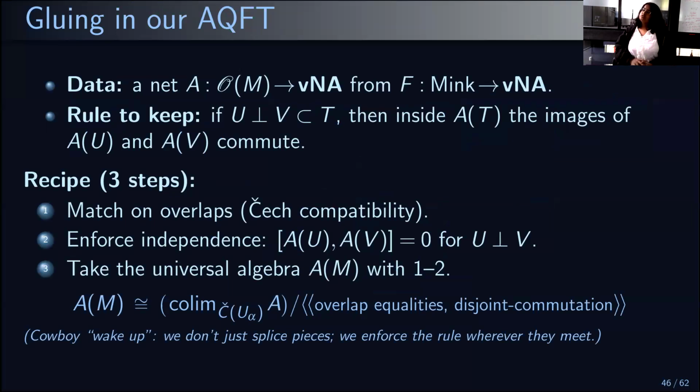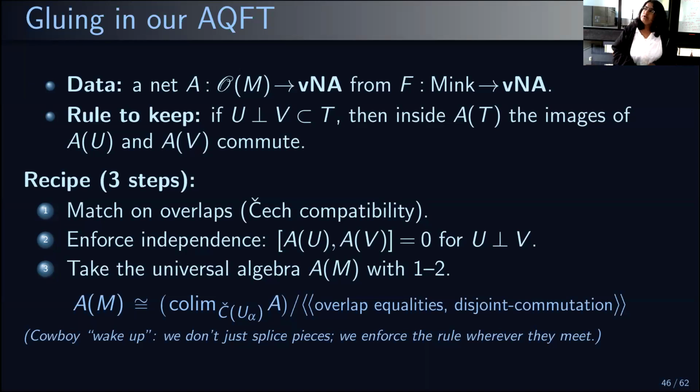The way gluing works in an algebraic quantum field theory is you consider a net from OFM to VNA, from the functor we defined earlier, from the double category of Minkowski spaces to the double category of von Neumann algebras. The rule for gluing is that if U and V are disjoint and not sharing any space, then inside T, where U and V live, the images A of U and A of V commute. That means the algebra of observables we have because of U existing, and the one we have because of V existing, don't contradict each other's existence.